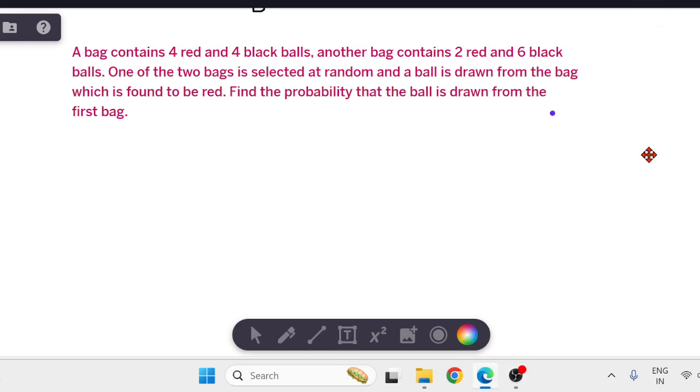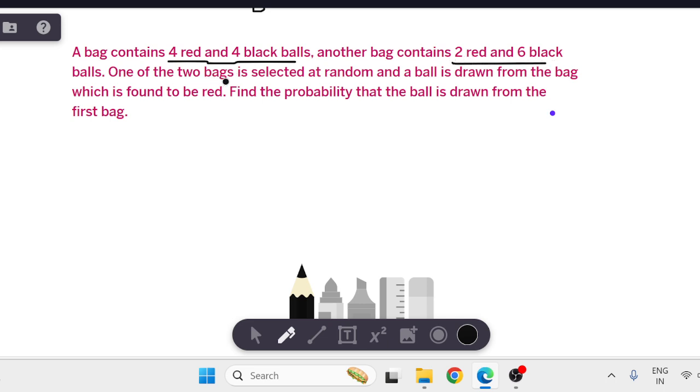This problem is from NCERT, question number 2. A bag contains 4 red and 4 black balls. So our idea is to draw the tree diagrams. So bag A is given, bag B is given.